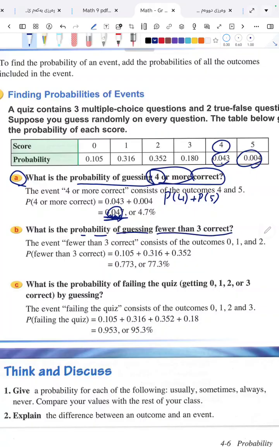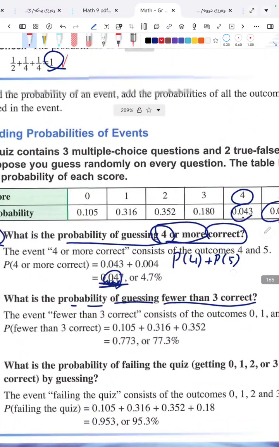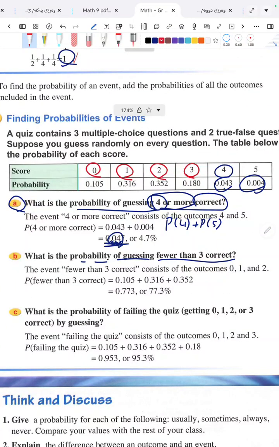Question B: What is the probability of guessing fewer than 3 correct? Fewer than 3. Can I count 3? No. They say fewer than 3. We can't count 3. Probability of fewer than 3 is only 0, 1 and 2. When you add them all, it will be 0.773. How can you change this to a percent? Multiply by 100, 2 digits to the right, so it will be 77.3%.